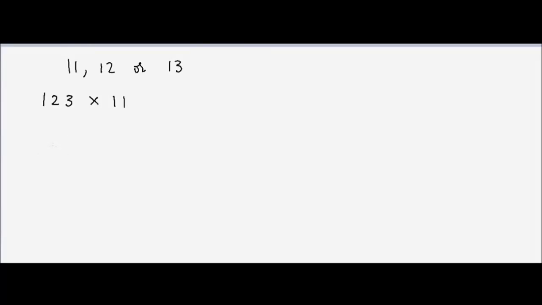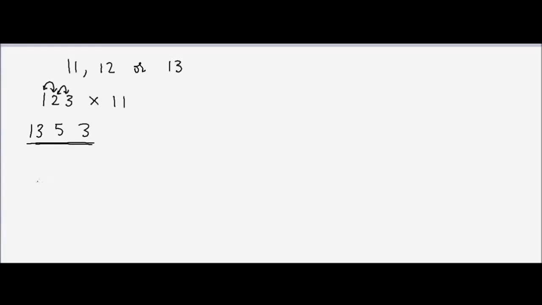In that case, first I'll just take the first digit, so I'll say 1, and then the last digit, 3 here. Then I'll add 1 and 2 together, which is equal to 3, and then I'll add 2 and 3 together, which is equal to 5. So my answer will be equal to 1353.